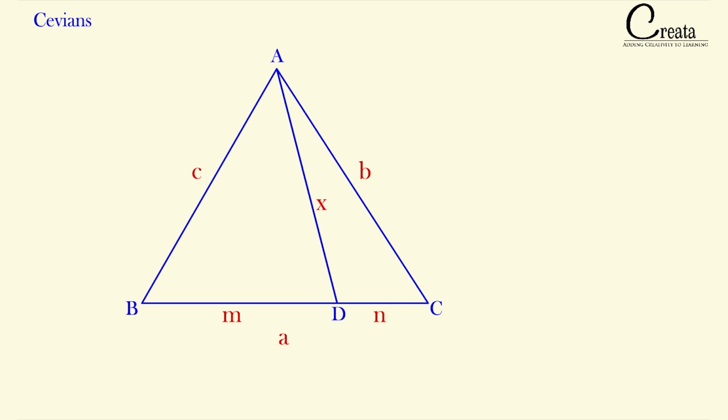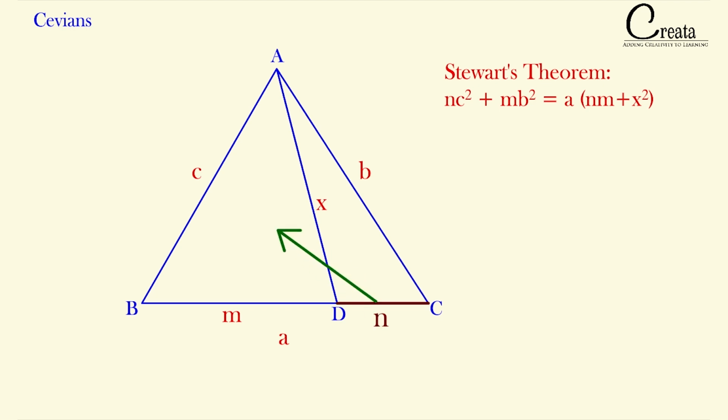As per Stewart's theorem, n c square plus m b square is equal to a times (nm plus x square). This is the famous Stewart's theorem. As per this theorem, n times c square plus m times b square is equal to a, this complete length, times (nm plus x square). Got it? You have to remember this formula. Okay? Try to correlate this formula with the figure. You will remember this.